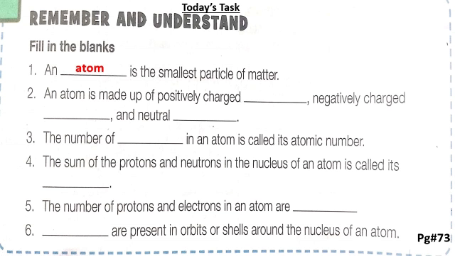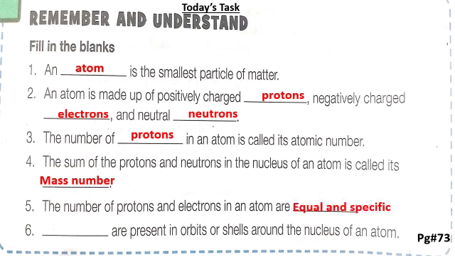An atom is made up of positively charged protons, negatively charged electrons and neutral neutrons. The number of protons in an atom is called its atomic number. The sum of the protons and neutrons in the nucleus of an atom is called its mass number. The number of protons and electrons in an atom are equal and specific. Dash are present in orbits. What is present in orbits? Electrons. Electrons are present in orbits or shells around the nucleus of an atom.